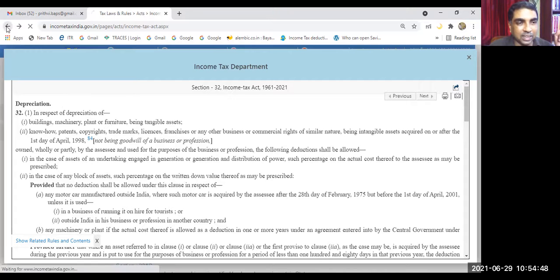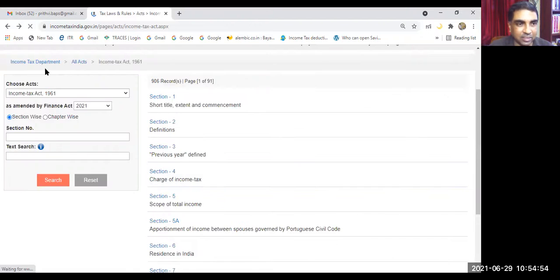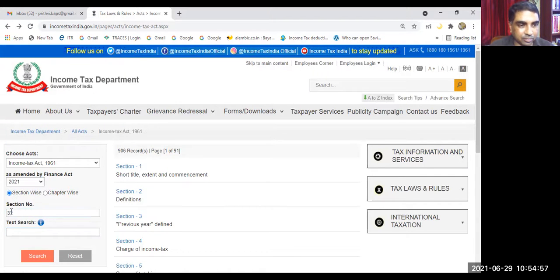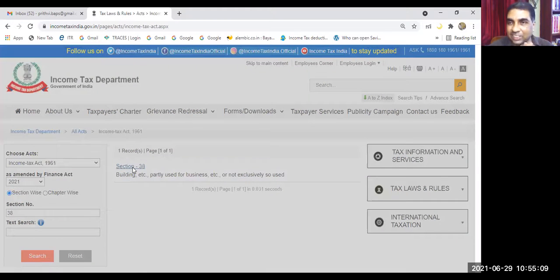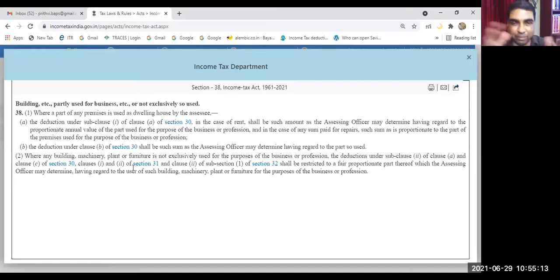I'll also be showing you section 38. Then we'll be seeing the provisions. Let me show you section 38. Section 38 deals with building, etc., partly used for the business. So this section essentially talks about if the asset is used partly for business purpose or partly for some other purpose, then proportionate depreciation can be charged. This is one more provision, section 38. So section 32 we have understood: it talks about some tangible assets, some intangible assets, power generation companies, plus assets put to use for less than 180 days. And section 38 talks about proportionate depreciation.